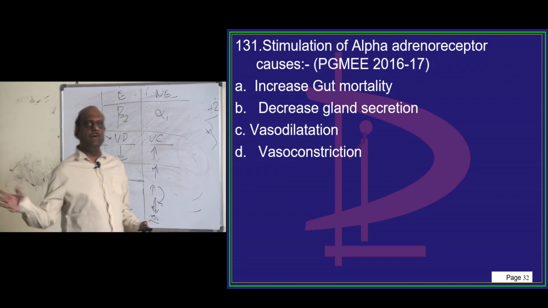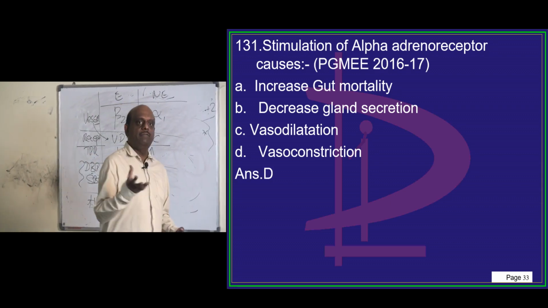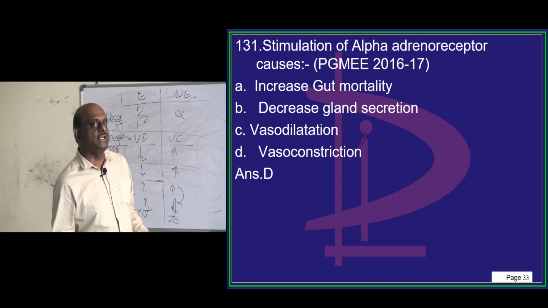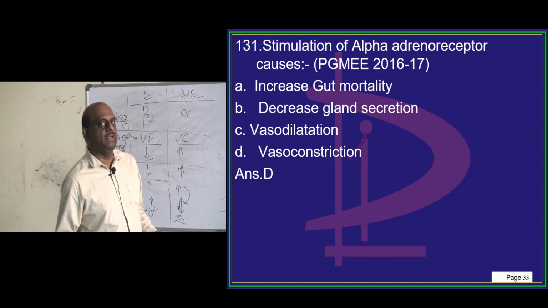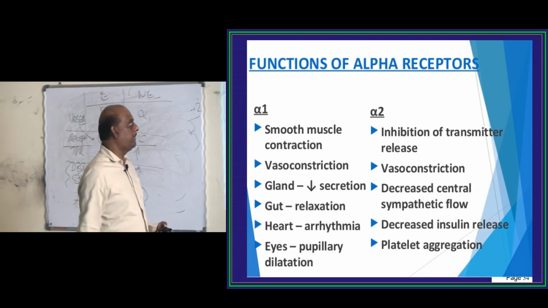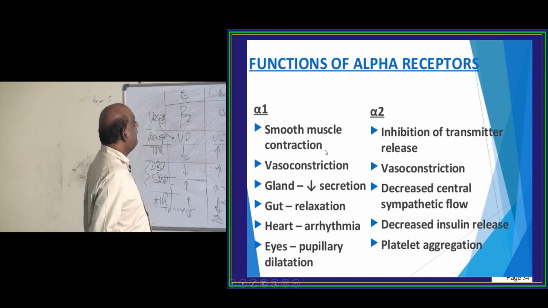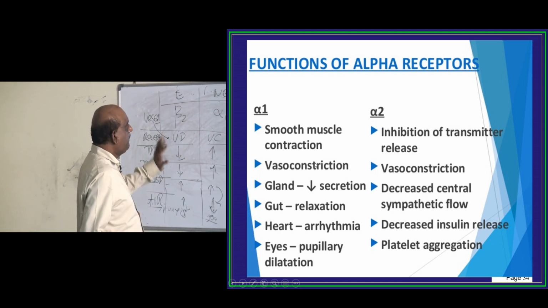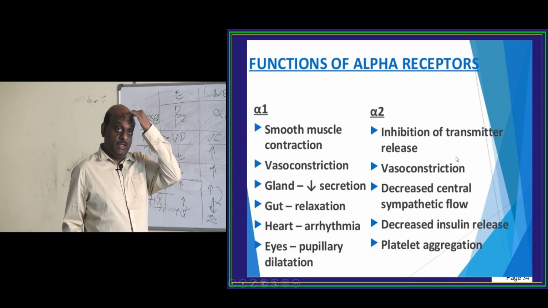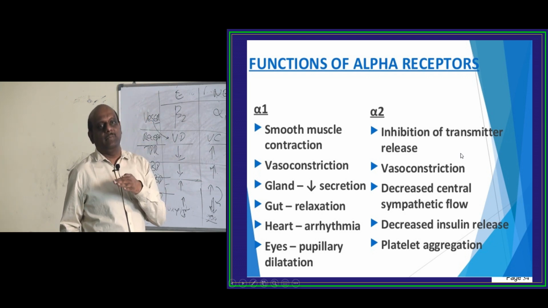If you stimulate alpha adrenoceptor, what does it basically lead to? Alpha 1 receptors, if you stimulate, lead to vasoconstriction. Vasoconstriction is what you need to remember. So if you look at alpha 1 and alpha 2, what is the main effect? Just before we studied that, alpha 1 is smooth muscle contraction, whereas alpha 2 is in the brain. Alpha 2 is presynaptic. It decreases the release of norepinephrine and sympathetic output.